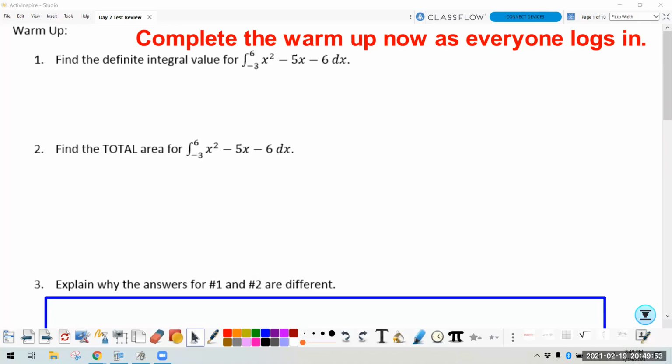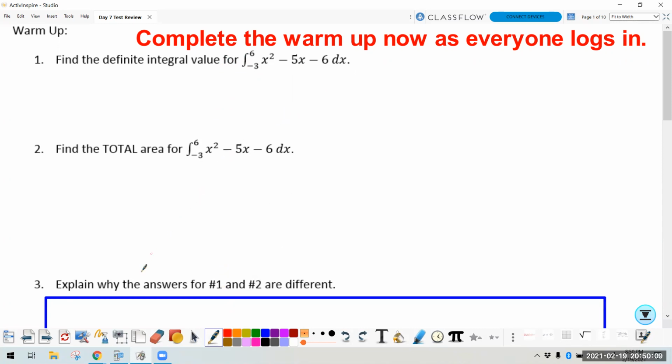Okay, so here is our test review warm-up. Try numbers 1, 2, and 3 before you watch the solutions. So for number 1, this is a definite integral, and I'm going to use the calculator to find it.